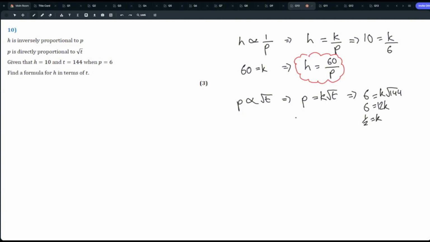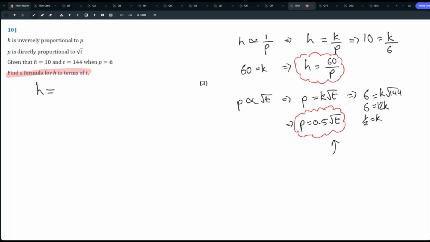So go back to this question. For P, we're going to say P is equal to 0.5 square root of T. And this is very important because we've got the constant K. Now what this question is saying is find a formula for H in terms of T. So we want H to equal something T, like AT, BT or XT. That's what it means. So H equals, so let's go back to H. Now it wants it in terms of T. If we go back to here, I want to work out what T is here. I want to solve for T.